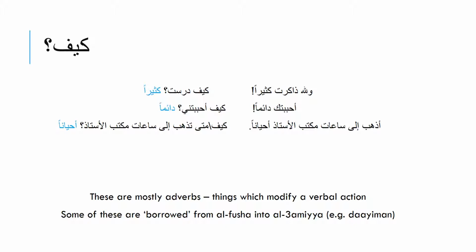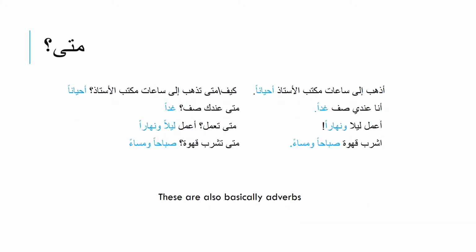Notice, of course, that some of these get borrowed from Fusha into Amiya. So you have words like daiman in Amiya and Fusha. Originally it was a Fusha word. Amiya borrows it. But notice that Amiya doesn't have any of this weird case system in 90% of things, just in these sort of fossilized words.